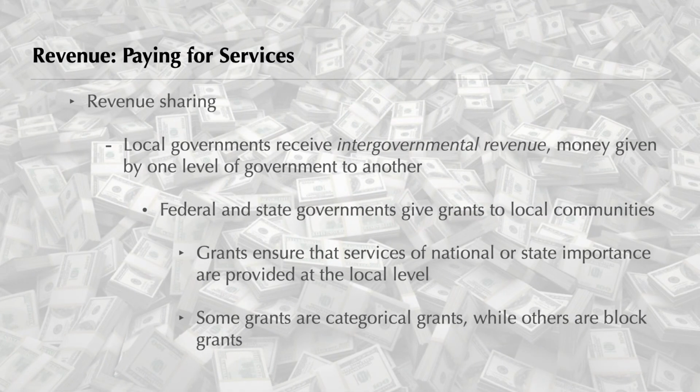Local governments also receive intergovernmental revenue, money given by one level of government to another. Federal and state governments often give money to local communities. This money is called a grant. Grants are a way to make sure that services of national or state importance are provided at the local level. Some grants are for special uses, such as summer job programs for youth or large building projects. Others are block grants for general uses, such as education. Block grants allow local officials to decide how to best use the money.